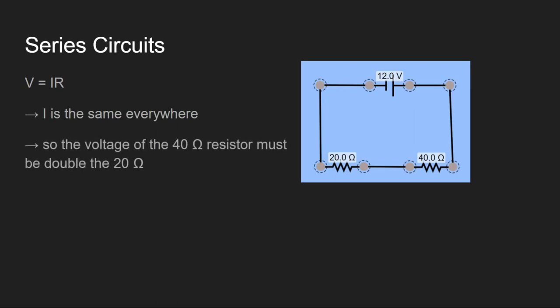The resistance of one resistor is double that of the others. So if you think about V equals IR, I is the same everywhere. So if R is doubled, that means the voltage for the 40 ohm resistor must be doubled.